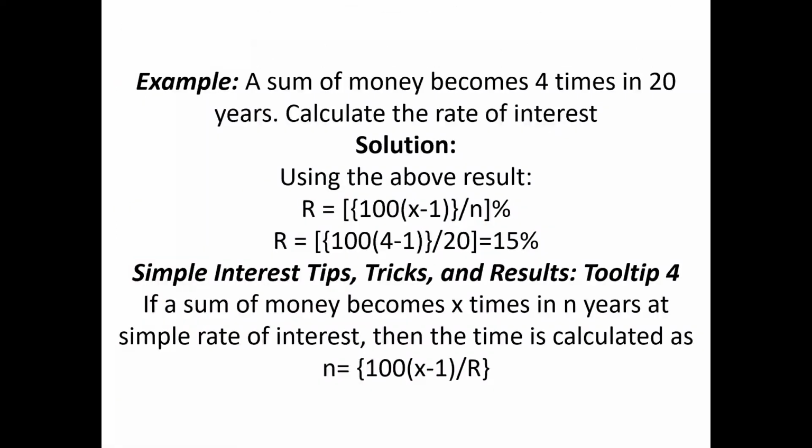The problem is, a sum of money becomes 4 times in 20 years. Calculate the rate of interest. Using the above result, if we directly calculate, then r equal to 100 of (x minus 1) by n percentage. Since it increases by 4 times, we write 4, and the years are 20, so we write 20. So it will become 15%. Okay, next is tool tip 4.